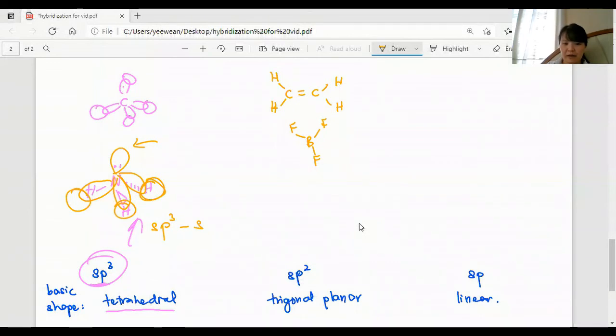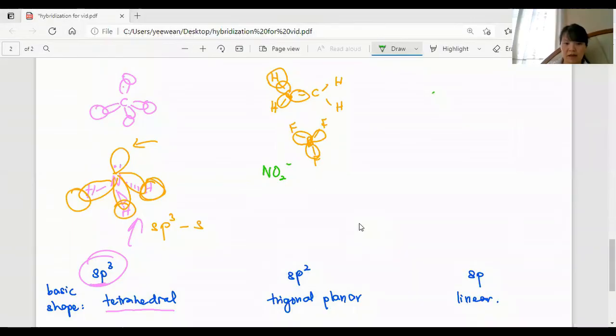Anything trigonal planar overlaps by sp2. So we saw ethene just now. So 1, 2, 3, and then there's the hydrogen. So BF3 here also 1, 2, 3, and one of the p orbitals is probably empty.